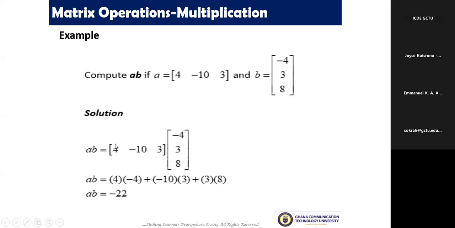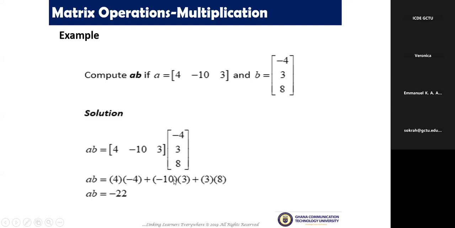Okay, so we are going to get 4 times -4, and that is what you see here, plus -10 times 3, and that is what you see here, plus +3 times 8, and that is what you see here. Now, if you multiply, +4 times -4 gives you -16, plus -10 times 3 gives you -30. Good. Plus 3 times 8.